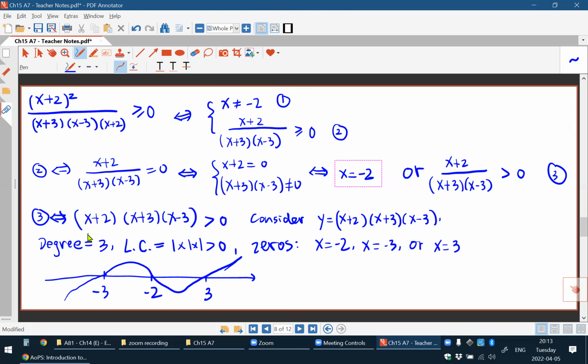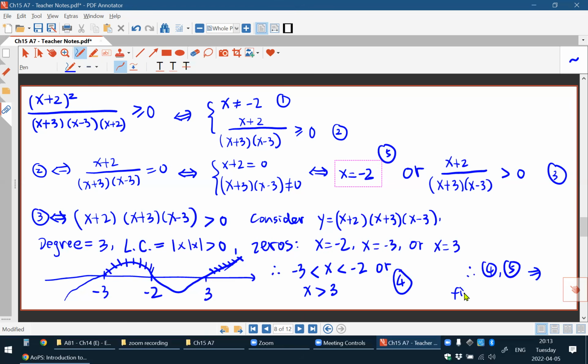And our task is to find any interval that makes this function greater than 0. And apparently this will do. This interval will also do, right? Therefore, the solution to this inequality is x is either within -3 to -2, or x is greater than 3, right? So let's call this number 4, and this one is number 5. Therefore, according to number 4 and number 5, the final solution is x is greater than -3, less than or equal to -2, or x can also be greater than 3, right?